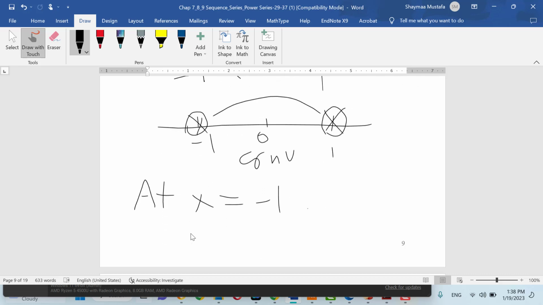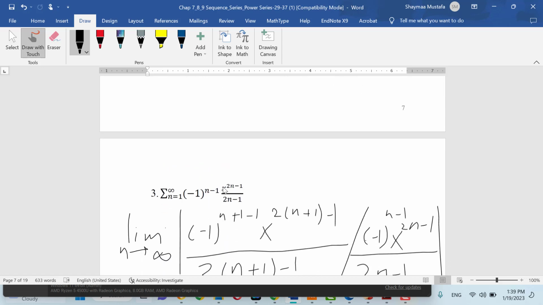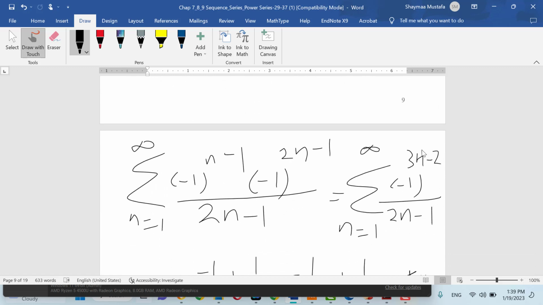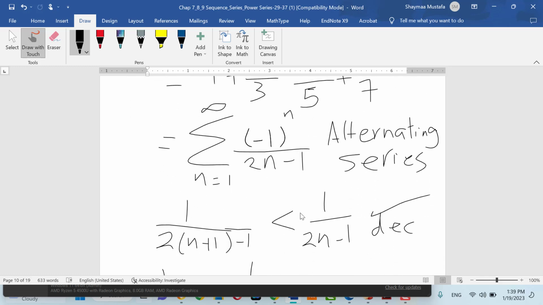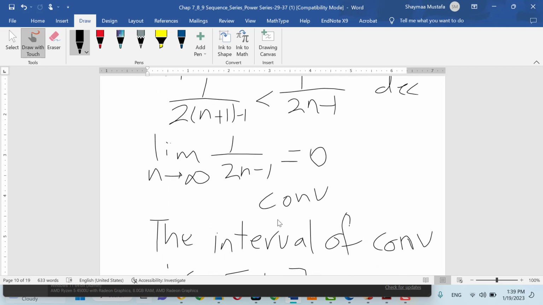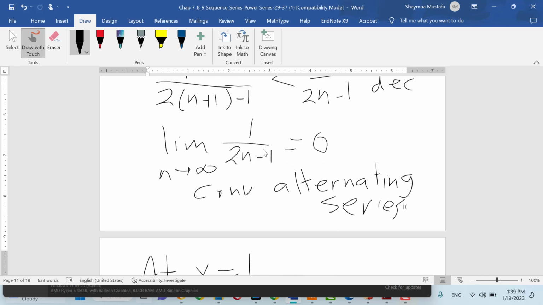So here we test first at x equal to minus 1. How do we do the test? We go to the original series, this one, and replace x by minus 1. So you have minus 1 to the power 2n minus 1. So this is your series. This is an alternating series, so you have to apply the alternating series test. And then at x equal to 1, you have another alternating series, which also converges. This means that both points have to be included in the interval.